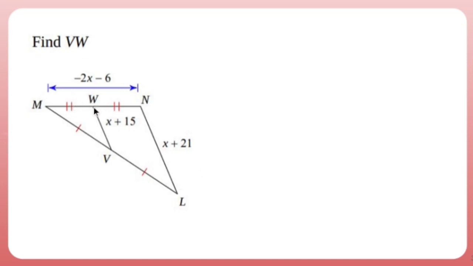VW. All right, well, W first off is a midpoint because these two are congruent. V is also a midpoint because these two are congruent, which tells me that this is a mid-segment. VW is a mid-segment. By definition, a mid-segment is half of the base of a triangle. So VW is half of NL.